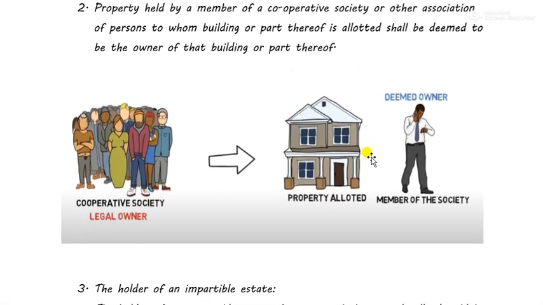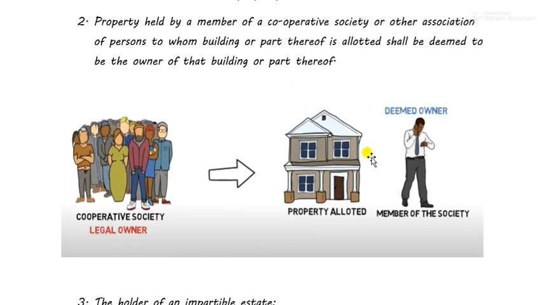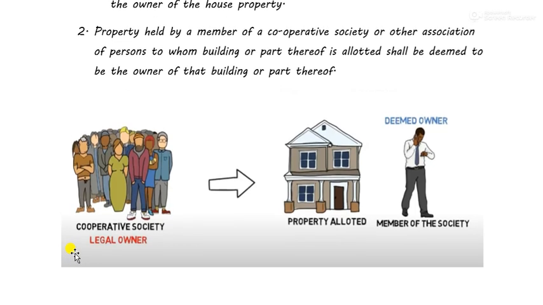Second, property held by a cooperative society or other association to whom building or part thereof is allotted. Okay, what happens now? This is a cooperative society. A cooperative society is a group of many members who come together, and they help each other for various purposes. For example, you may have heard the communities like Marwari or Sindhis. All of them have a cooperative society and they help each other. Each member of the cooperative society is helped by the other members.